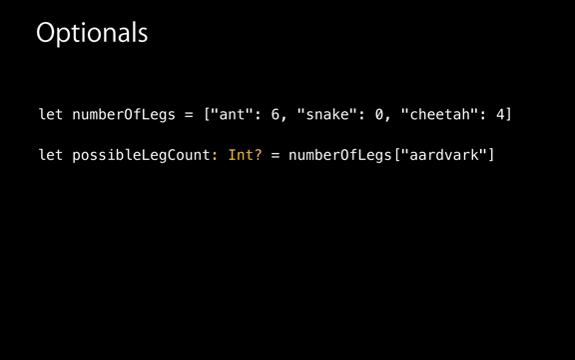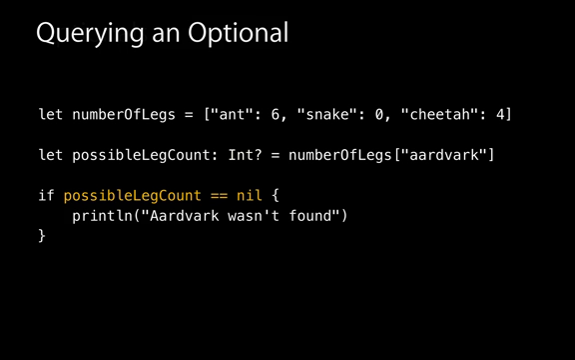So what does nothing at all mean? Well, nothing in Swift is represented by nil. It's very different to Objective-C nil. It means nothing. It means no value at all in some optional value. So we can test to see if this possible leg count is nil, to see whether the animal was found. And if it is nil, then the animal was not found.